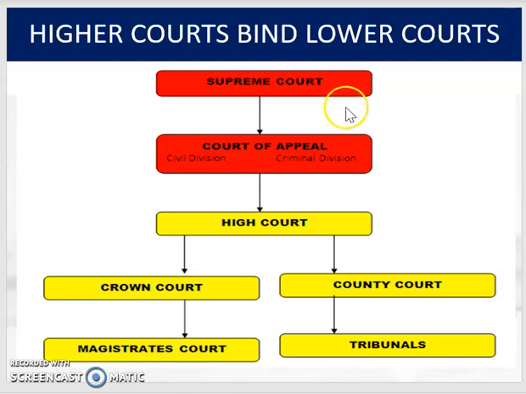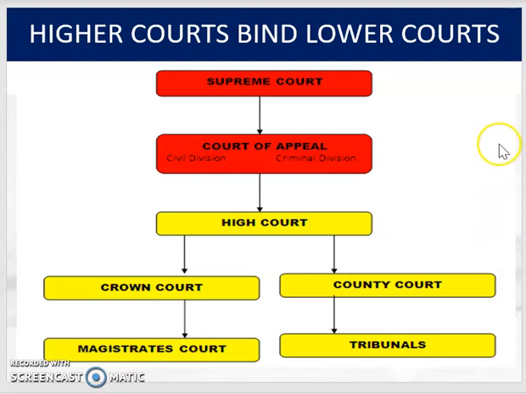But for now, in general, you need to be aware that the higher courts bind the lower courts, and in general, the higher courts bind themselves, which means that they usually stand by their own decisions once they've made them. So we're going to have a look a bit closer at each of the courts in turn and look at the rules on who binds who.